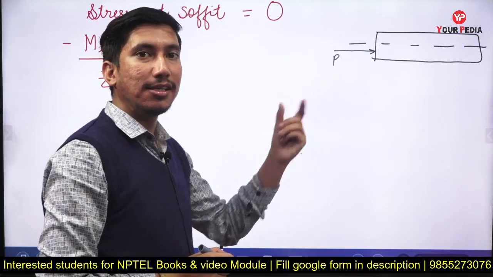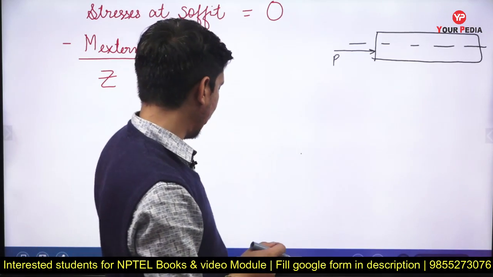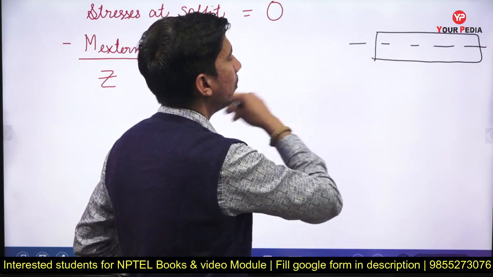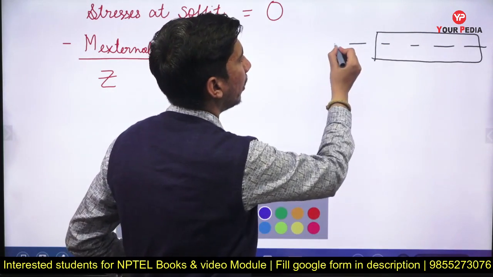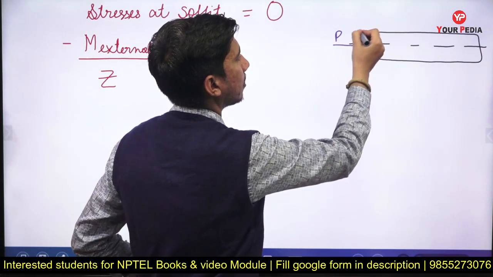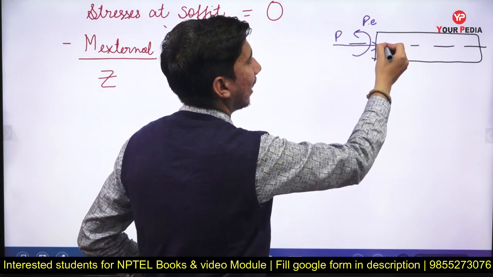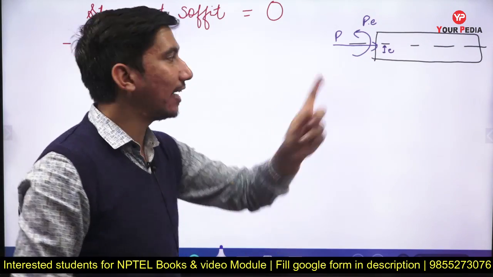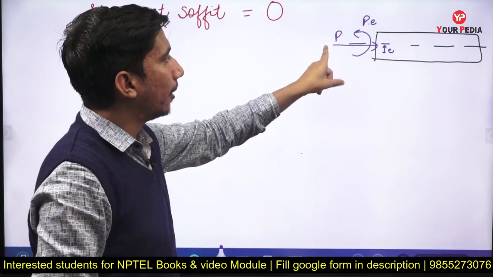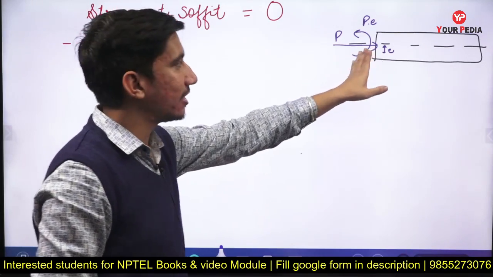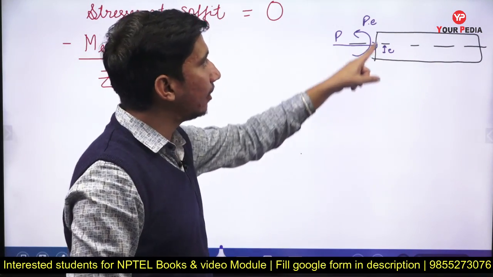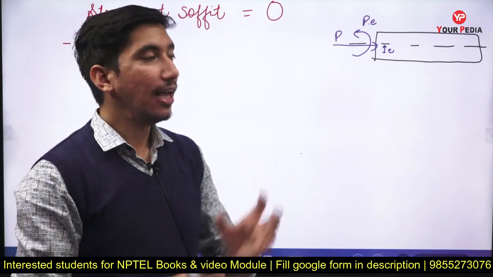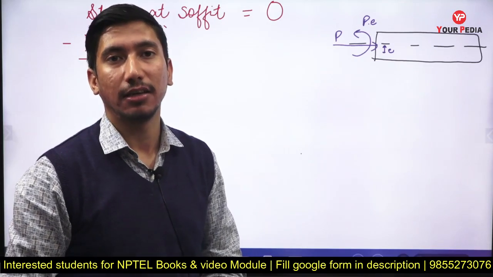Now in order to understand its effect, I can transform it. This is equivalent to P into E, since it was acting at an eccentricity of E. So this P will have an equal effect as this case: when the pre-stressing force is acting at the neutral axis and the hogging moment of magnitude P into E is also acting at the neutral axis. This will have the same effect as the eccentric P force.